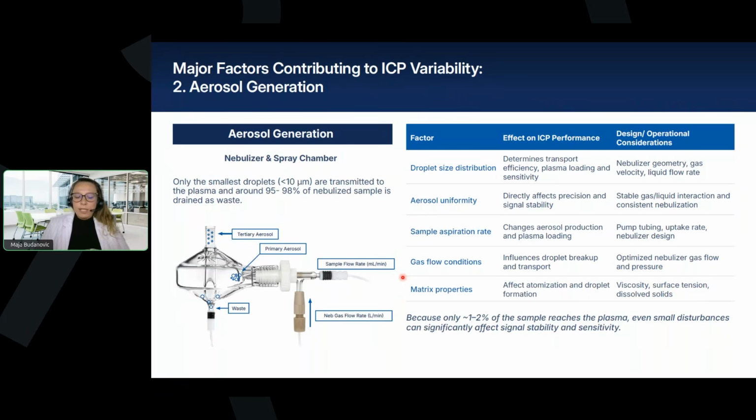Next very important one is the nebulizer gas flow because it controls the primary aerosol formation and its transport. If we have too little gas, that will produce larger droplets, which we don't want to have. But if you have too much of it, it can reduce your transport efficiency. So the optimal nebulizer gas flow needs to be in balance. And lastly, sample matrix properties such as the viscosity, dissolved solids, and organic content all influence your nebulization, which is why different sample types often require different operating conditions and different sample introduction setups.